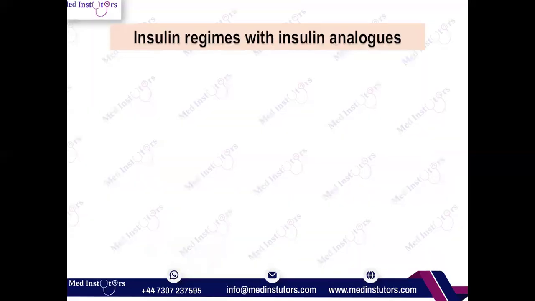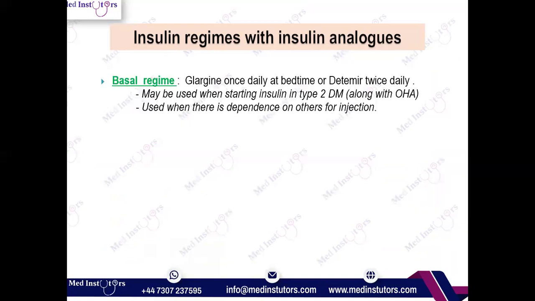Now, as a doctor, we will be seeing a lot of regimens using insulin analogs. One regimen is the basal regimen, in which the long-acting insulin glargine is given once daily at bedtime, or detemir, which is given twice daily. It may be used as a starting insulin in type 2 diabetes, along with oral anti-diabetic agents, when there is reluctance toward other injections. So this is the basal insulin regimen.